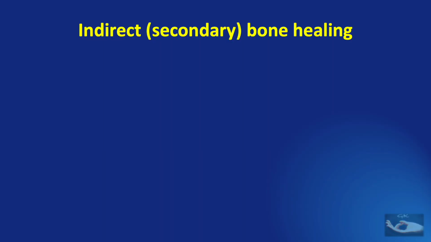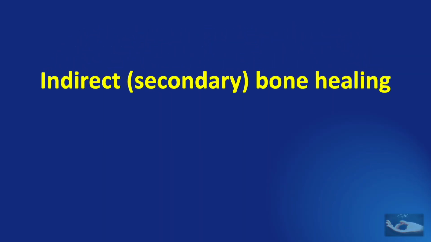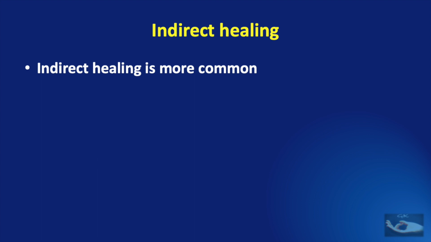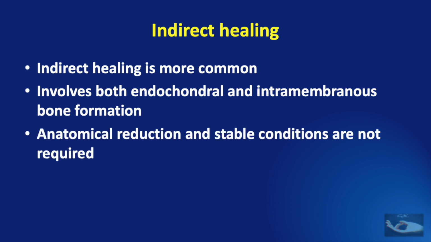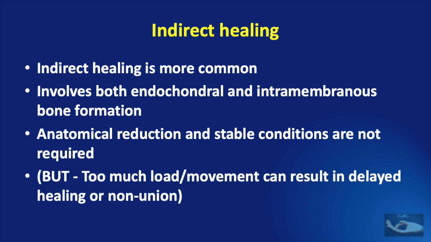We shall learn first about indirect or secondary bone healing because it is more common. It involves healing through both endochondral and intramembranous bone formation. Anatomically perfect reduction and absolutely stable conditions are not required for this type of healing. But at the same time, it must be remembered that too much load or movement at the fracture site can result in delayed healing or non-union.